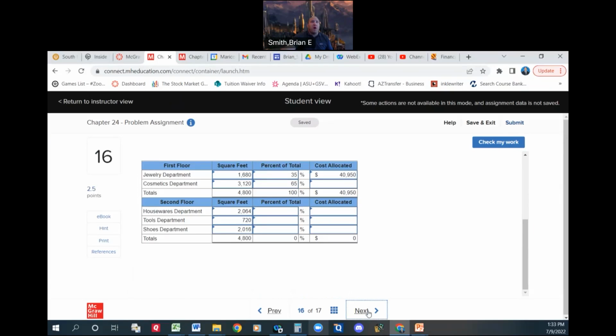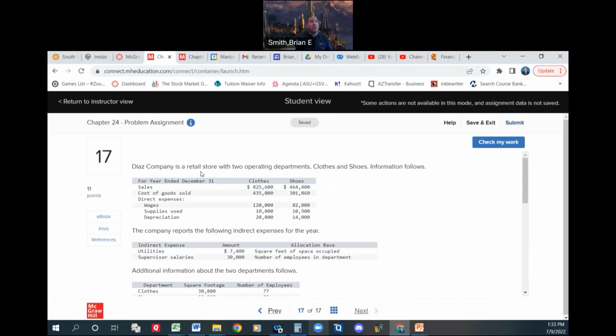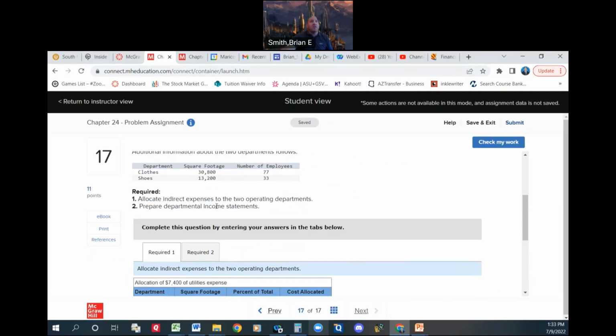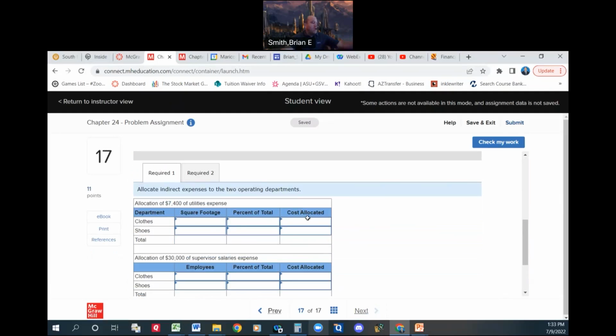Let's look at our last problem. Diaz Company, a retail store operating two departments, clothing and shoes. The company reports the following indirect expenses for the year. Additional information is here. Allocate indirect expenses to the two operating departments. So this is a little more like it. It's not telling you what you should allocate it on, except it does.